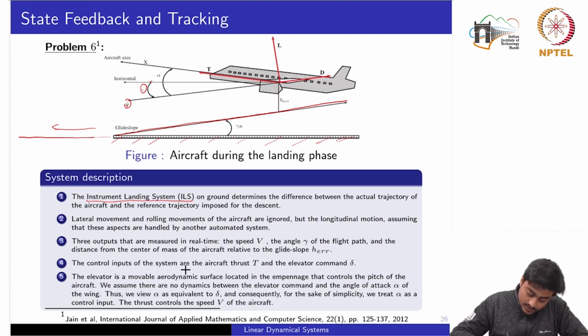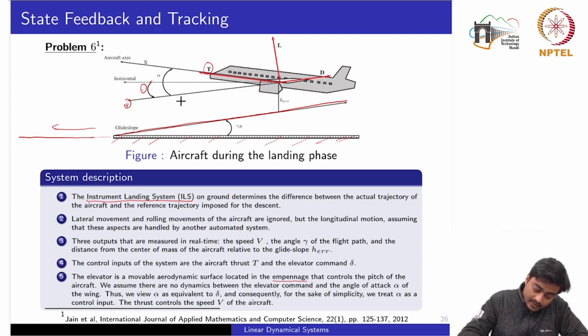Now the control inputs of the system are the aircraft thrust applied along the aircraft axis, which is defined by this variable T, and the elevator command delta. If you have some information about the aircraft, these elevators are basically located at the backside, on the wings, which we also call the empennage, and they basically control the pitch of the aircraft. Now here we have assumed that there are no dynamics between the elevator command and the angle of attack alpha.